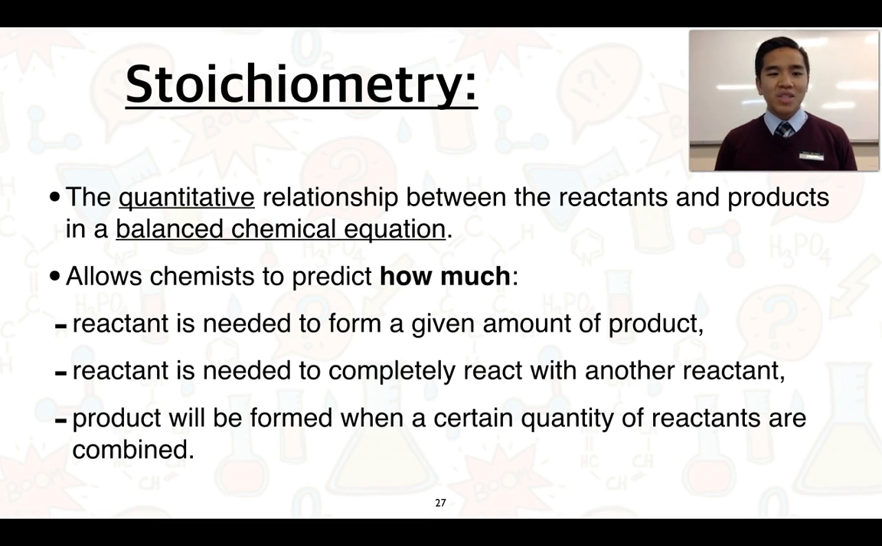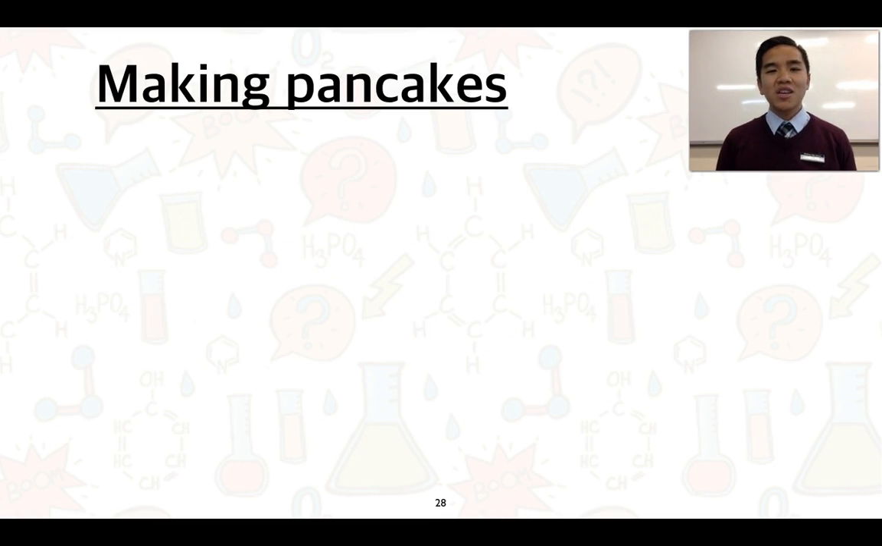This balanced equation allows us to work out how much of a reactant might be needed to form a particular amount of product. It might allow us to work out the amount of reactant that's needed to completely react with a different reactant, or it can be used to predict how much product will be formed when a certain quantity of reactants are combined. To get you thinking about this, we're going to talk about making some pancakes.